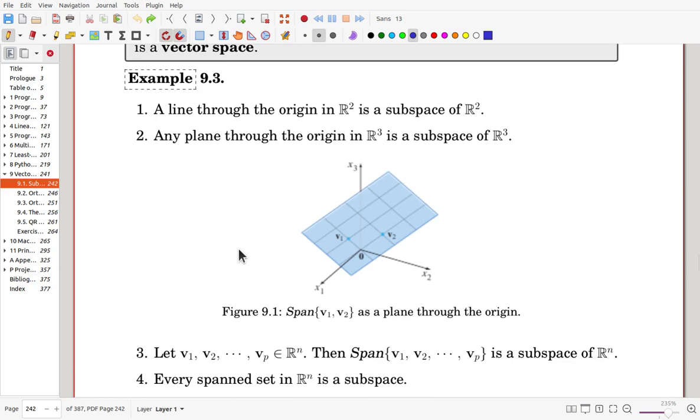See the example. A line through the origin in R2 is a subspace of R2. If we consider a line in two-dimensional coordinates, so let's draw it this way. Of course 0 is on it, and if we choose two vectors on the line, then their sum must be on the line. And a scalar multiple, of course, is on the line, so it is a subspace of R2.